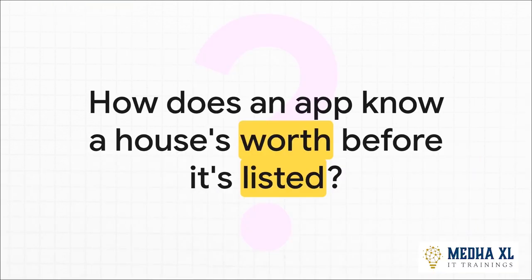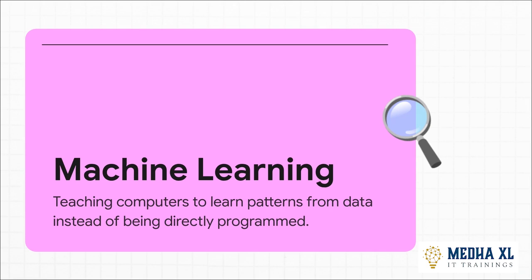So let me ask you this. Have you ever been scrolling through a real estate app and seen a price estimate for a house that's not even for sale? It's kind of spooky, right? Feels like magic, but it's not. It is a perfect real-world example of machine learning in action. So, how do they do it? What's the secret sauce behind that number? Yep, the answer is machine learning.